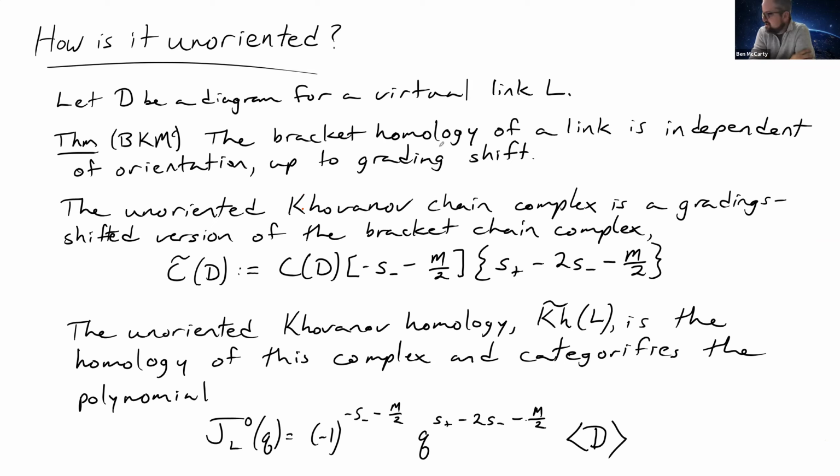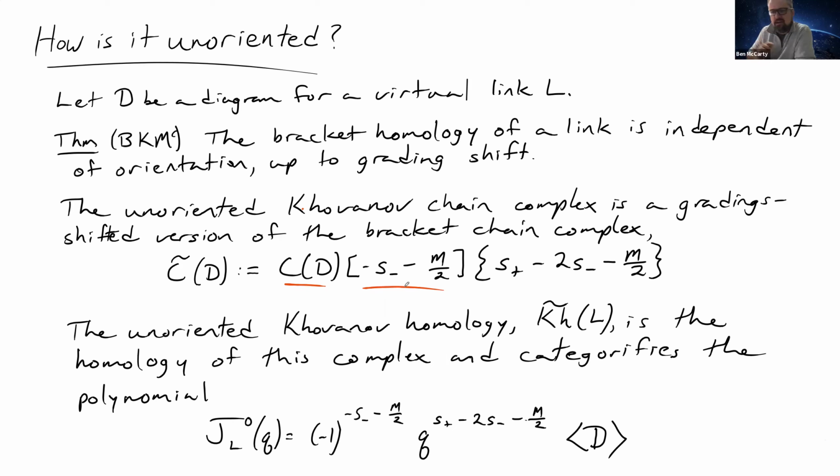Then there's a particular grading shift that you can do to the complex to get what we call the unoriented Khovanov homology. All the definitions work just like they did in the talk so far in terms of computing the bracket complex. So again, this is still the chain complex for the bracket homology. We're going to shift that in a particular way.